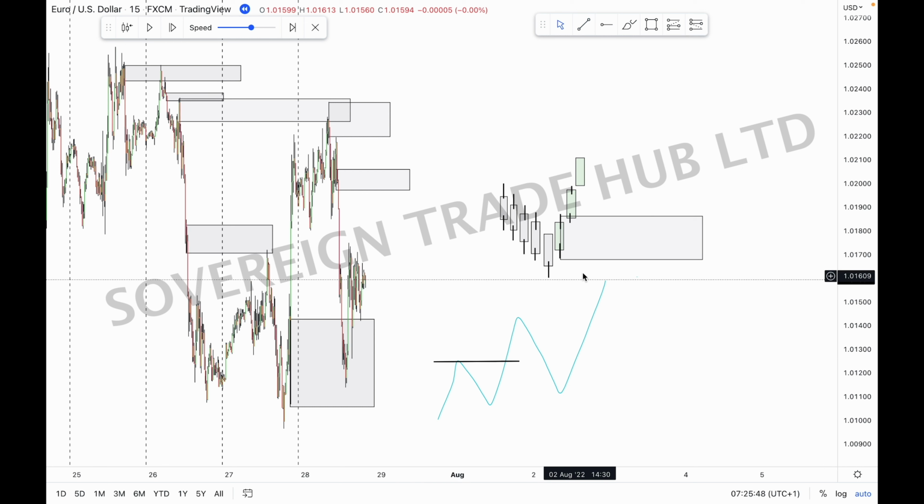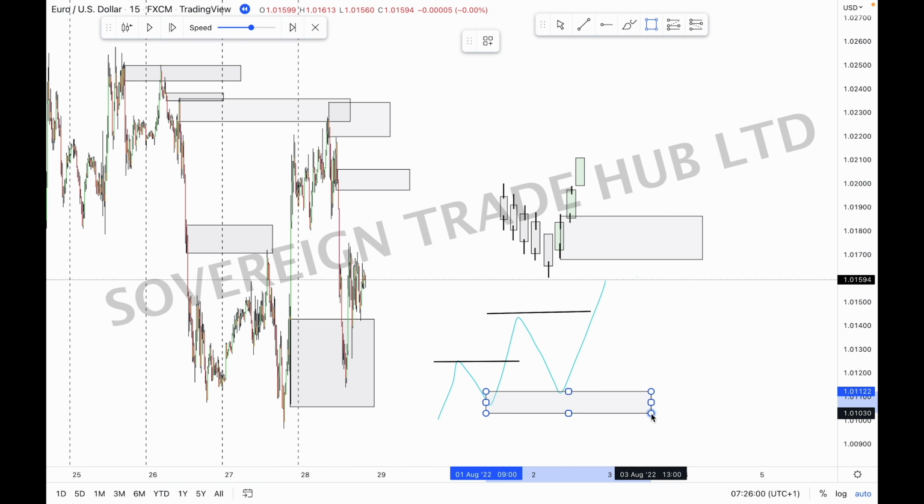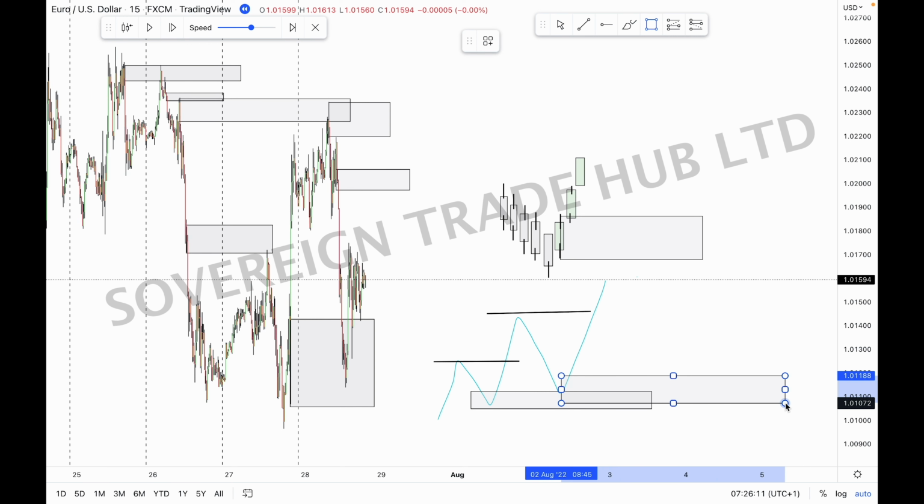Here we have a break of structure, and likewise here we have a break of structure, and here we have a mitigated zone, and here for this level we have an unmitigated zone. So we are waiting for price action to step into it. So for today we'll be dealing with mitigated and unmitigated zones.